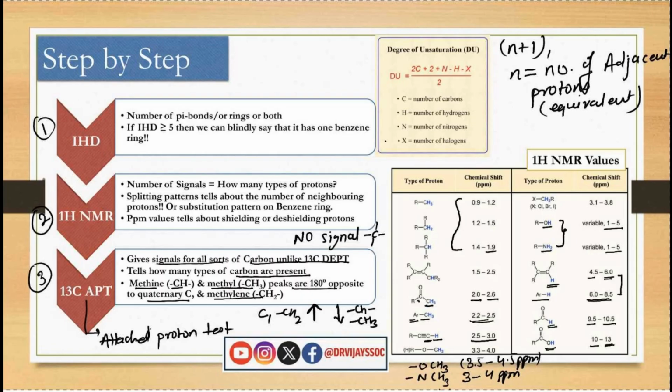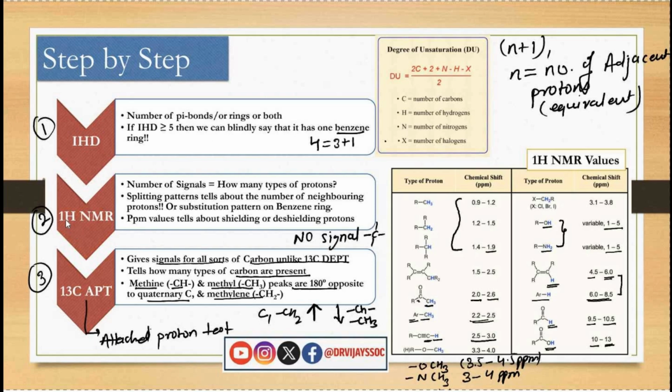So the first step is calculating the index of hydrogen deficiency, which is also known as the degree of unsaturation, and this is the formula. The formula is 2 multiplied by the number of carbon atoms plus 2 plus the number of nitrogen atoms minus the number of hydrogen atoms minus the number of halogen atoms, divided by 2. The value gives the number of pi bonds or rings, or it could be both. If this value is equal to 5 or greater than 5, then we can blindly say that it has one benzene ring, and this benzene ring will correspond to the value 4 because it has 3 pi bonds plus 1 ring.